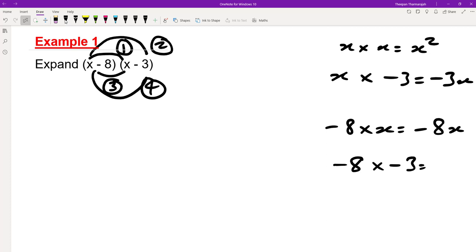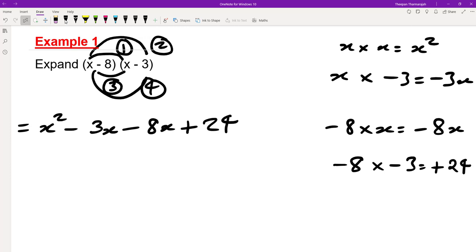Minus 8 times minus 3. Don't forget, minus times a minus is a plus. 8 times 3 is 24. So we end up with the final solution being x squared minus 3x minus 8x plus 24. Now, draw a negative number line for this part for minus 3x minus 8x.